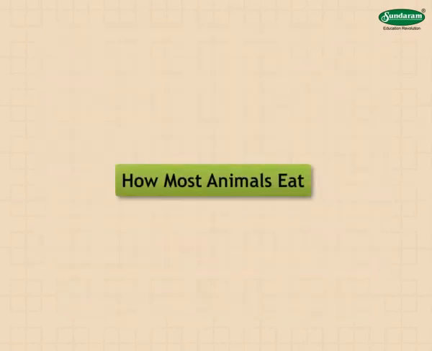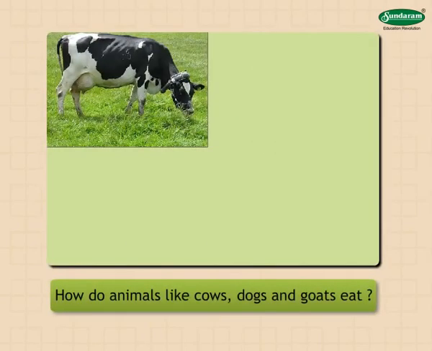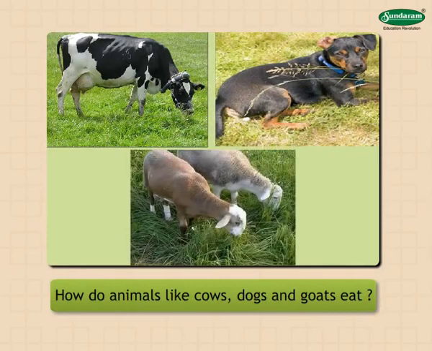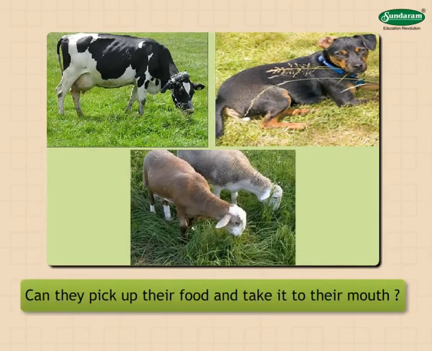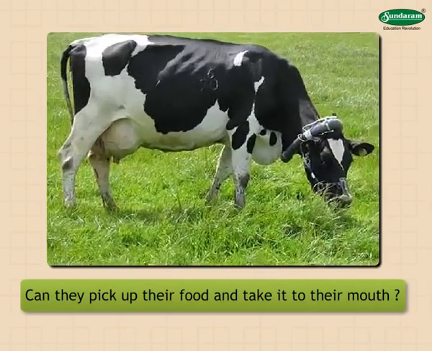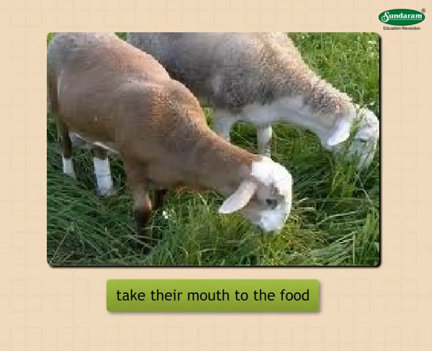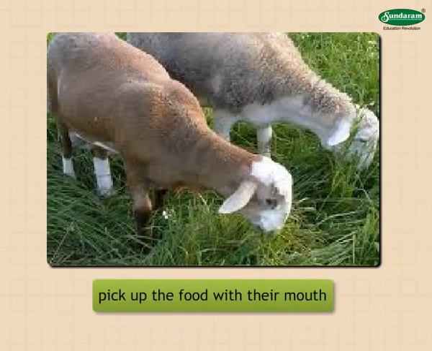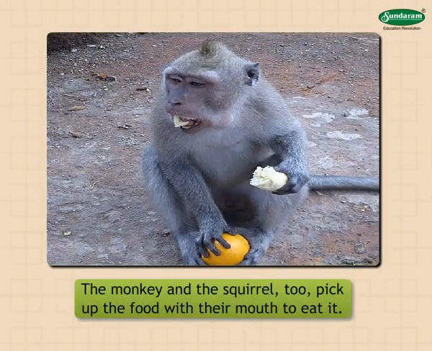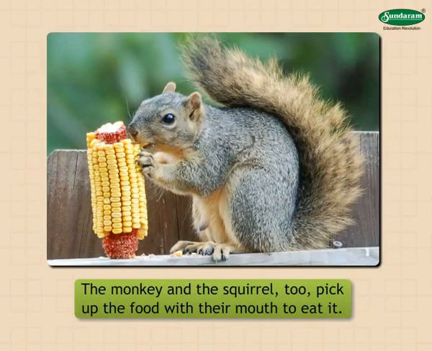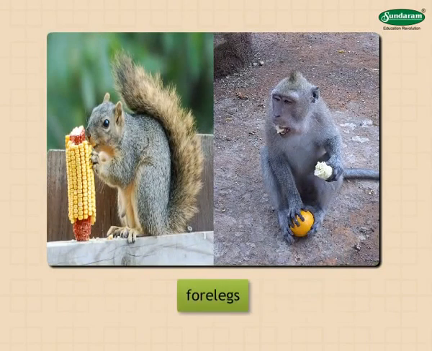How most animals eat. How do animals like cows, dogs, and goats eat? Can they pick up their food and take it to their mouth? Instead, these animals take their mouth to the food and pick up the food with their mouth. The monkey and the squirrel too pick up the food with their mouth to eat it. However, they use their forelegs to pick up things like fruits and pods to take them to their mouth. Then they bite off pieces to eat them.